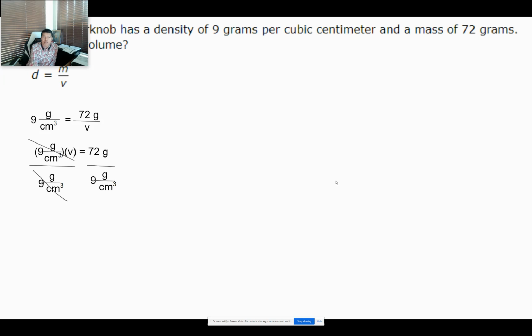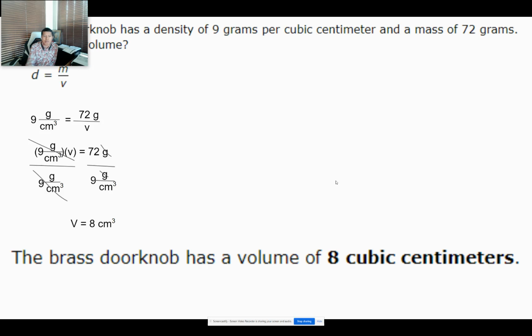So what is left is only V, or the volume, in the left side. Into the right side of the equation, we can also cancel out the grams. So the volume should be 72 divided by 9 cubic centimeter. And we will be getting volume is equal to 8 cubic centimeters. So with this problem, the brass doorknob has a volume of 8 cubic centimeters.